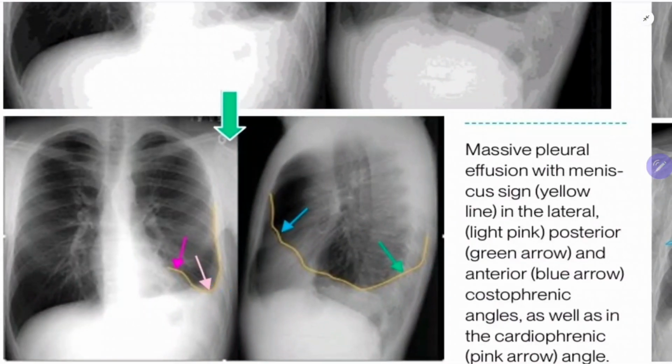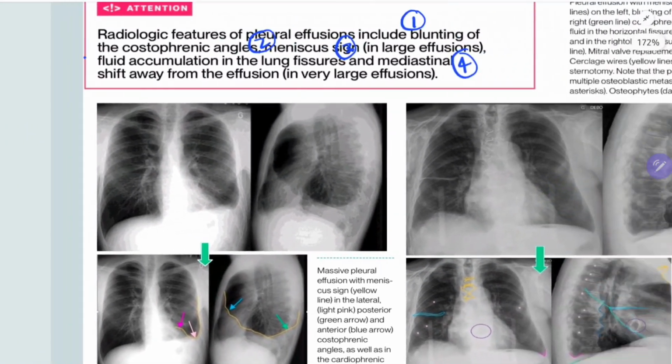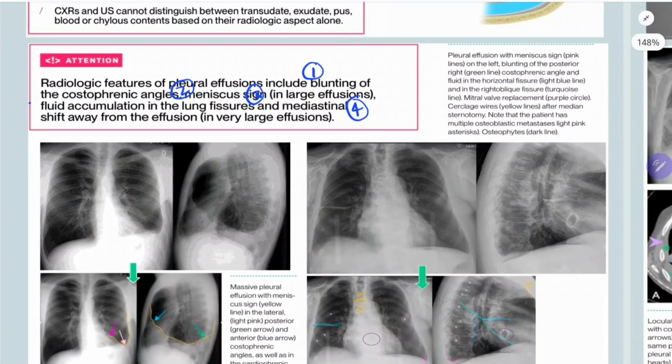So we have, yes, massive pleural effusion with meniscus sign. So this is the pleural effusion. Yellow in the lateral and light pink in the posterior, green arrow, and anterior costophrenic angles as well as in the cardiophrenic angle. So this is the meniscus sign. Okay. So that's about the chest X-rays.